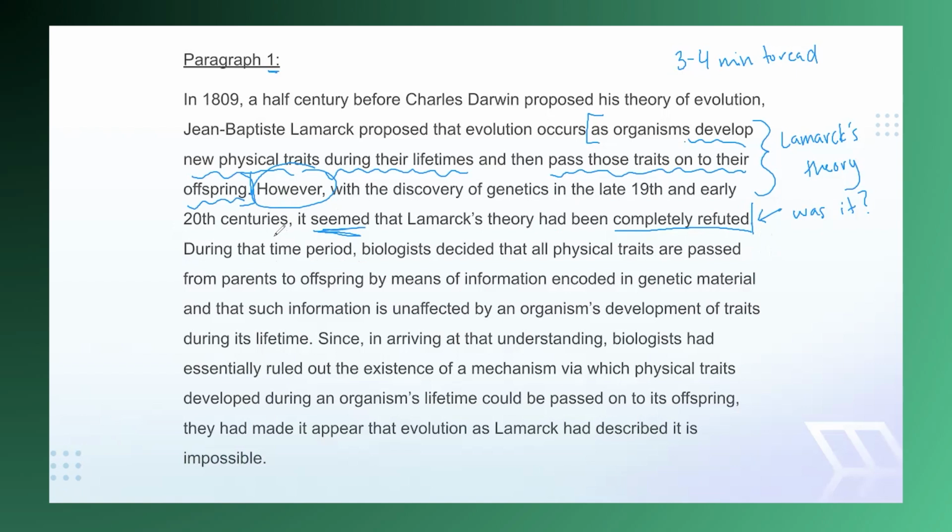So we can read on a bit to confirm, but we're going to go into the sentence with the knowledge that this is just further information building on the previous sentence. And so it's not as important as a sentence that would contrast in some way. "During that time period, biologists decided," there's some more of that tone language, suggesting again that maybe this refutation is not 100% true, "that all physical traits are passed from parents to offspring by means of information encoded in genetic material, and that such information is unaffected by an organism's development of traits during its lifetime."